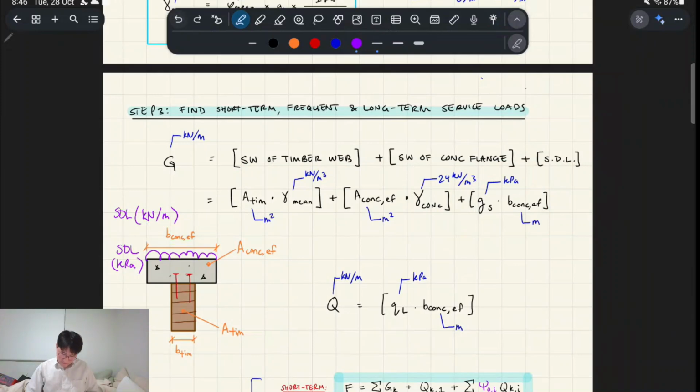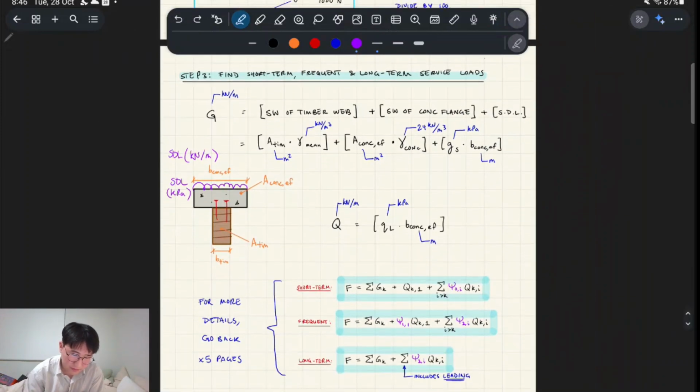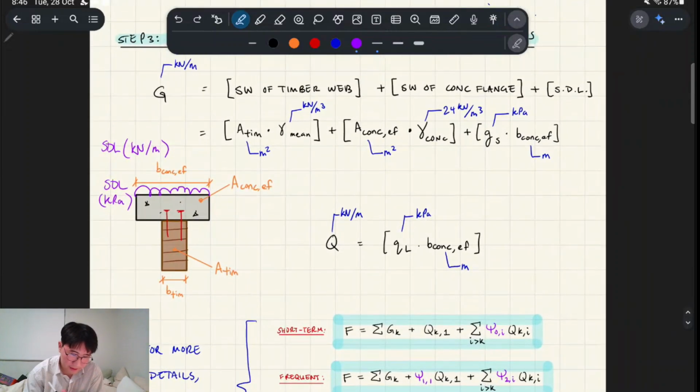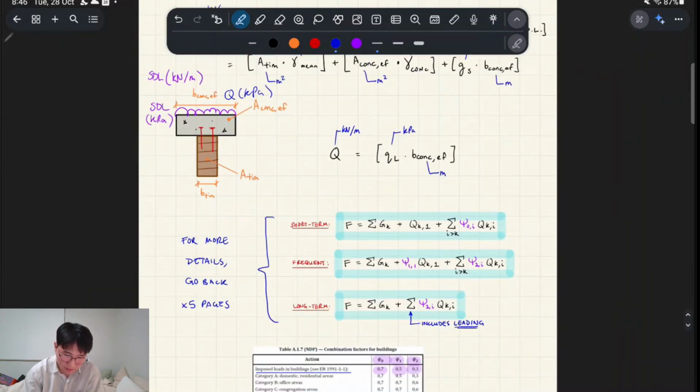And then Q is the same thing as what I've drawn here, but instead of SDL, we're considering live load in kPa. You multiply it by that flange width. Okay.